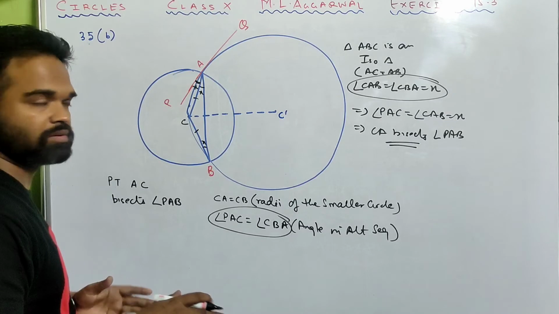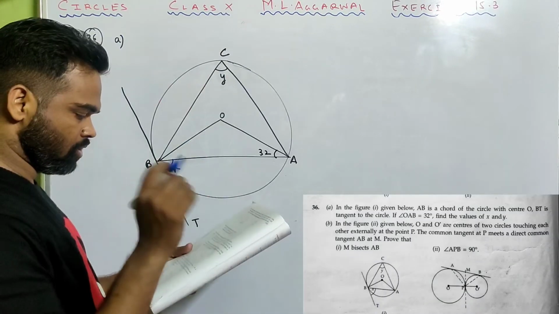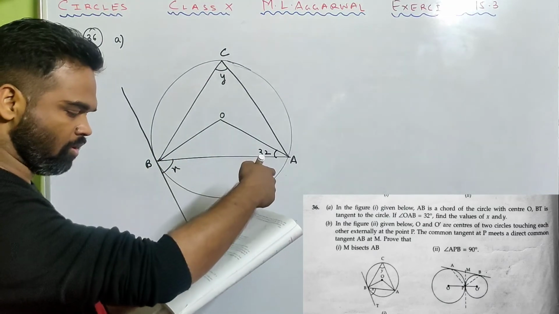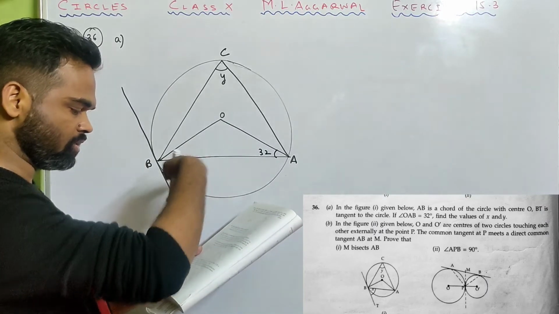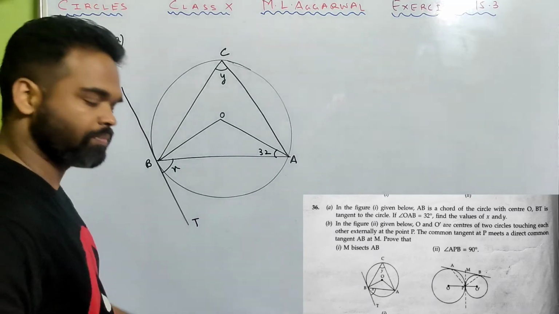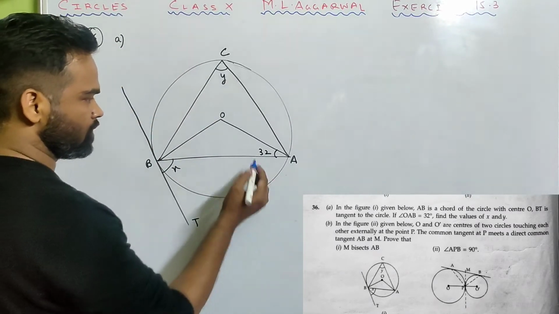Very easy. Okay, we'll do number 36 now. Now look at 36 part A. In the figure given, AB is the chord of the circle with center O. BT is a tangent to the circle. If angle OAB is 32 degrees, find the value of X and Y. Pretty easy.